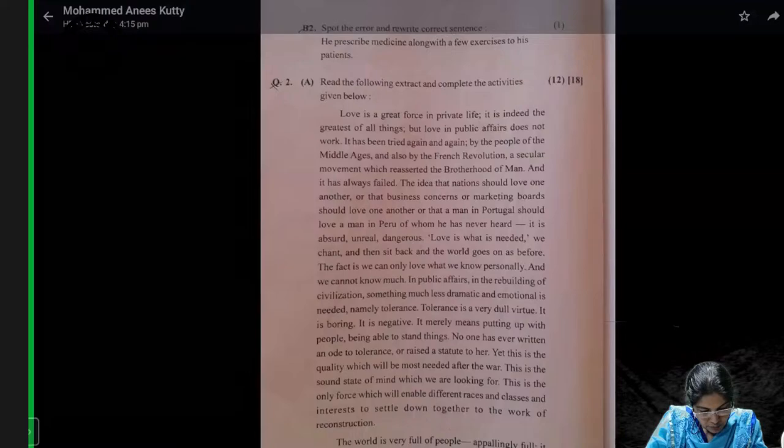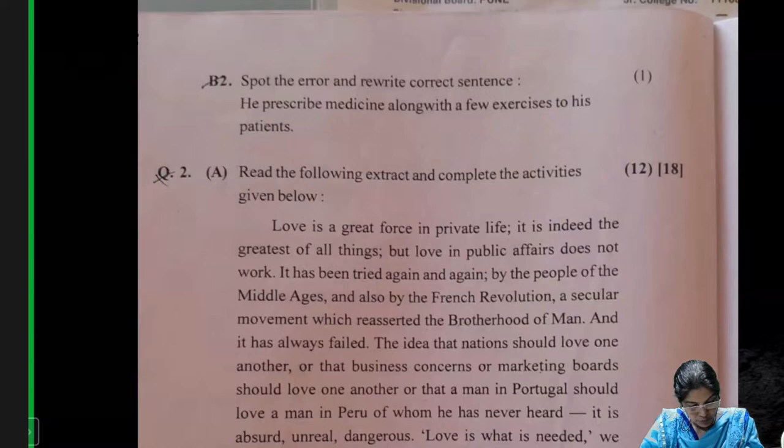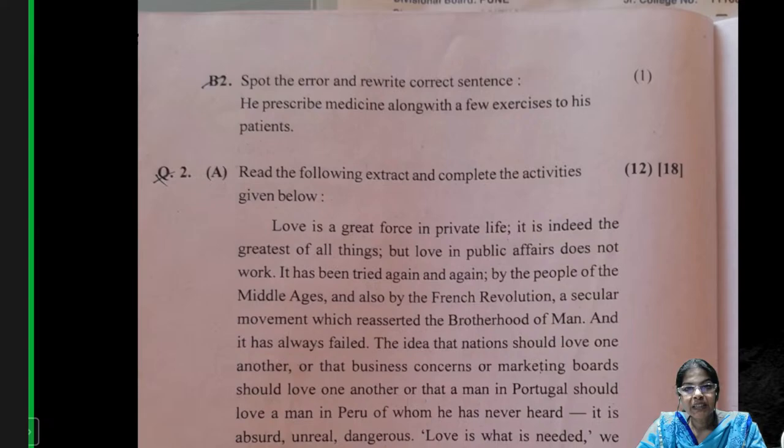Spot the error and rewrite the correct sentence. He prescribed medicine along with a few exercises to his patients. He prescribe medicine. Is that correct? He prescribe medicines along with a few exercises to his patients. So they're talking about a doctor, obviously. So what does a doctor do? He prescribes medicines. The doctor prescribes medicines. That's the subject verb. He prescribes medicine along with a few exercises. So if it is few, it is exercises, few exercises to his patients. So it is prescribes. Okay.